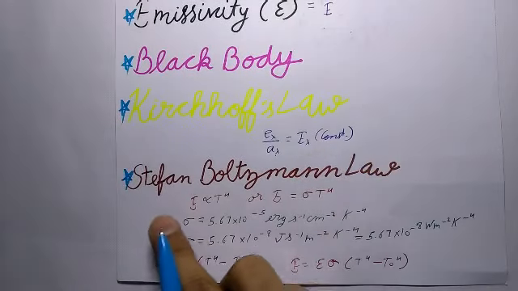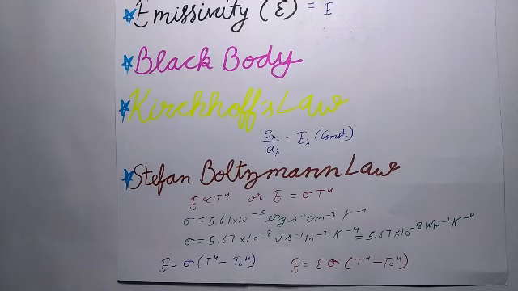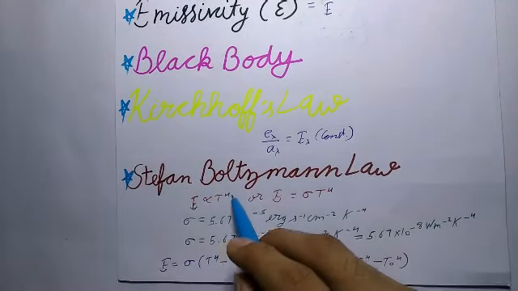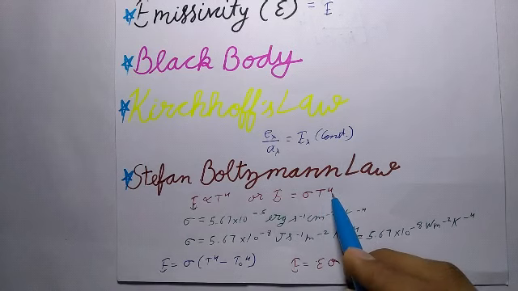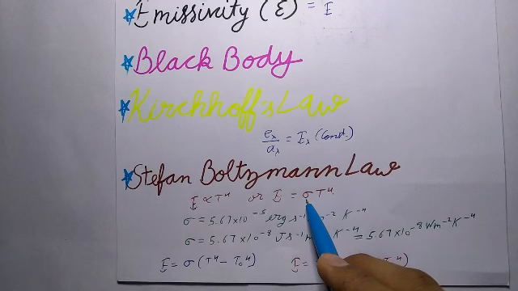Now next is Stefan-Boltzmann law. It states that the total amount of energy radiated per second per unit area of a perfect black body is directly proportional to the fourth power of the absolute temperature of the body. So E is proportional to T to the power 4, or E equals sigma T to the power 4, where this sigma is called Stefan's constant.